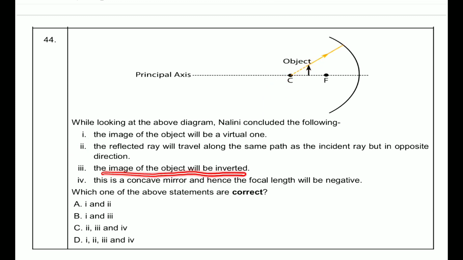Next one: the image of the object will be inverted. True, because obviously it will be something like this. You can see the image will be inverted. This option is also true. Next: this is a concave mirror, and hence the focal length will be negative. Yes, it is a concave mirror, like I said. To find the focal length, you have to go in the left direction of your mirror from the pole. When we go in the left direction, according to our new sign convention, the value is taken to be negative. So the focal length will be negative, and this statement is also true.